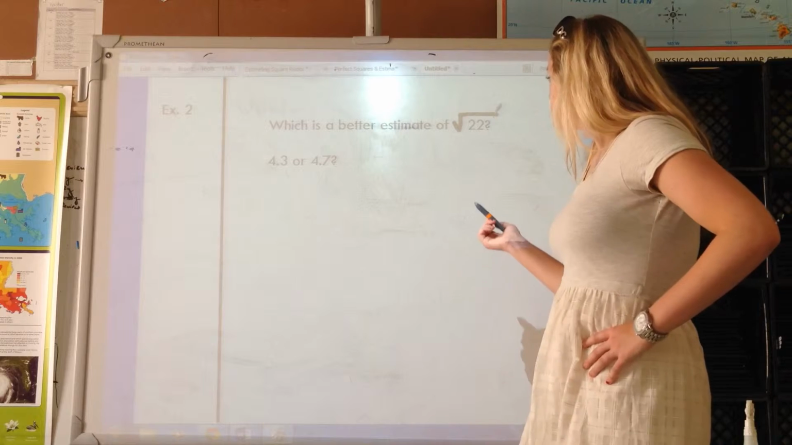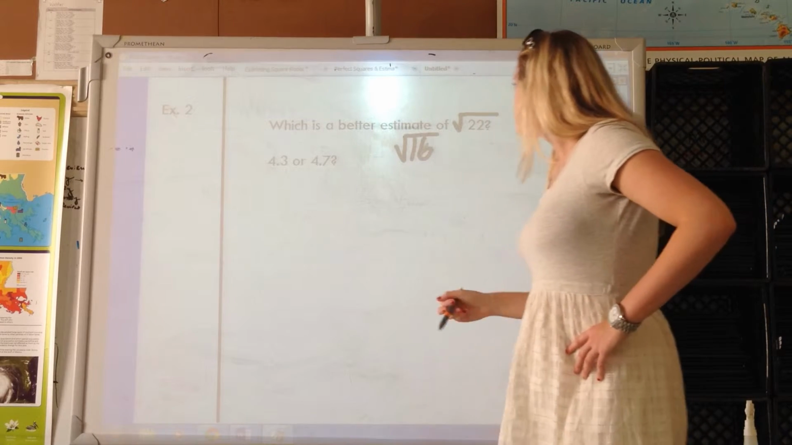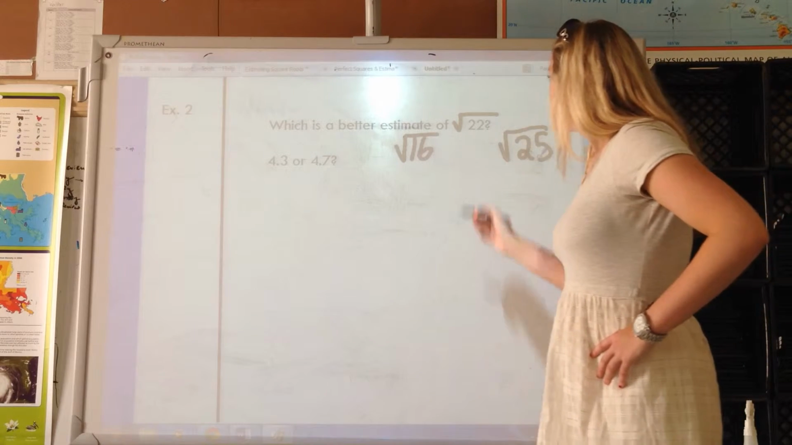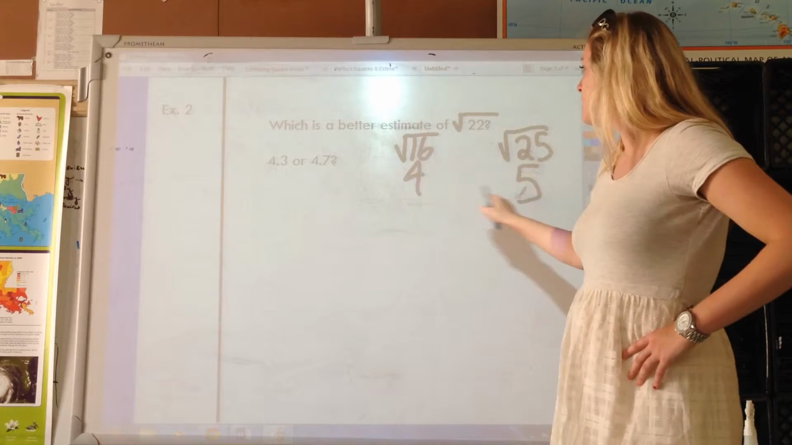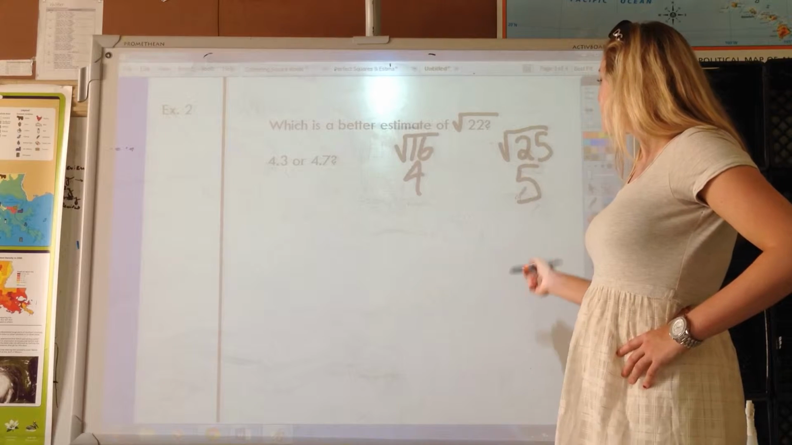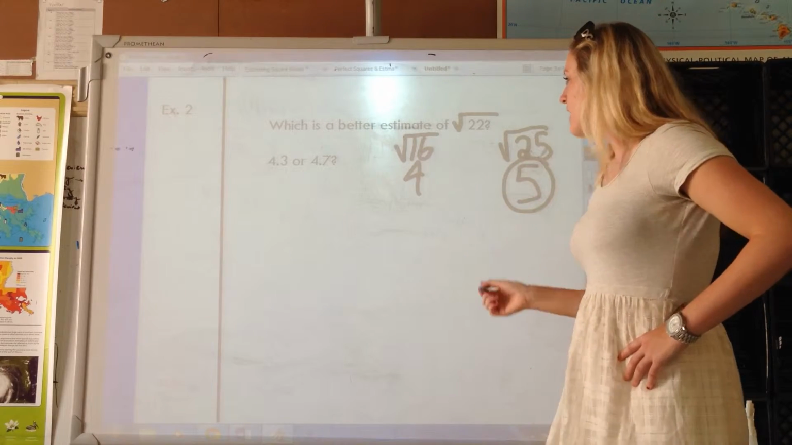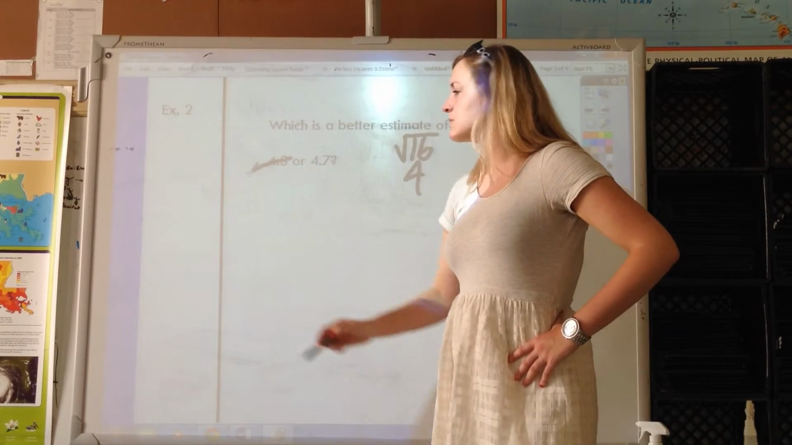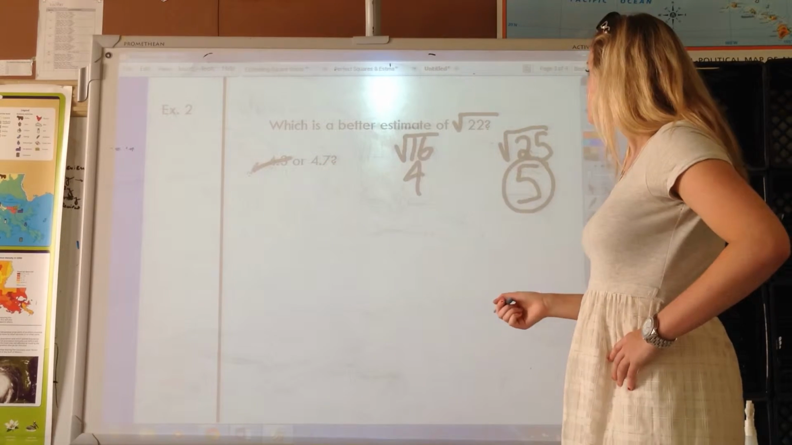Well, I think back to my handy list, and I know that 16 is a perfect square, and 25 is a perfect square. So of course I know that my number is going to fall between 4 and 5. And 22 is closer to 25, so it's probably going to be a number closer to 5. I'm only given 2 choices here, so I can pretty much eliminate this one almost immediately. But let's go ahead and square 4.7 to make sure that we're correct.